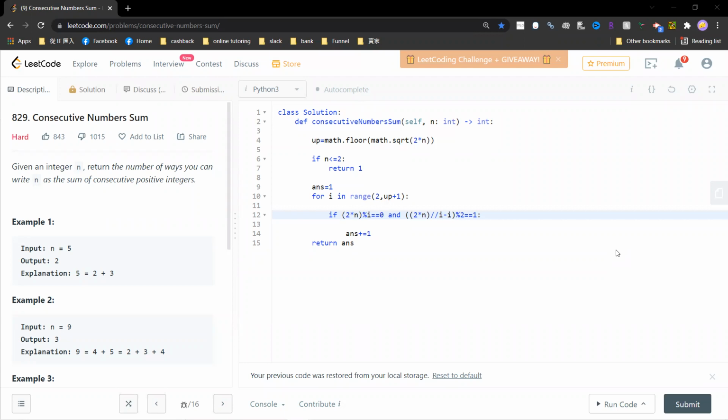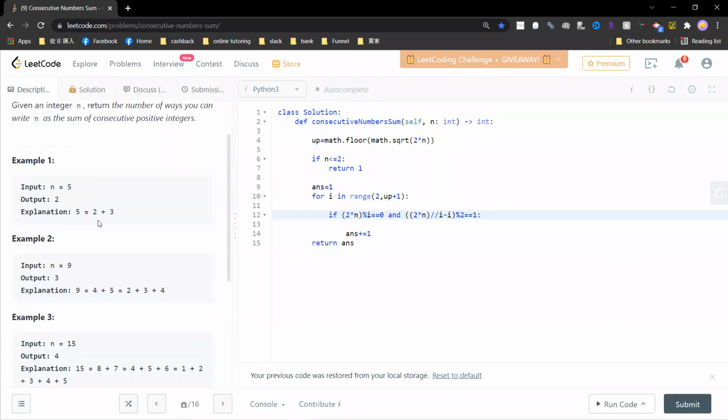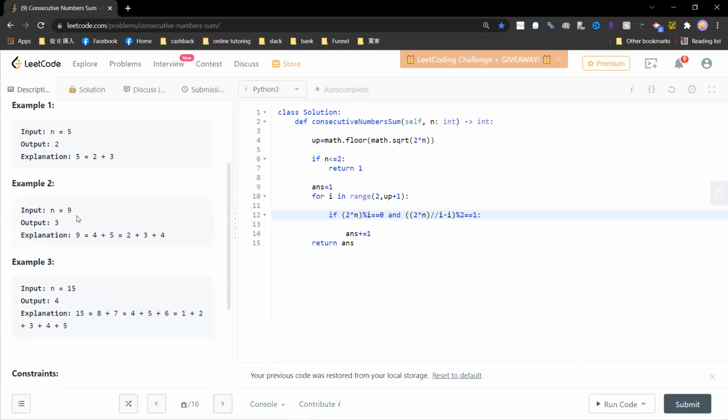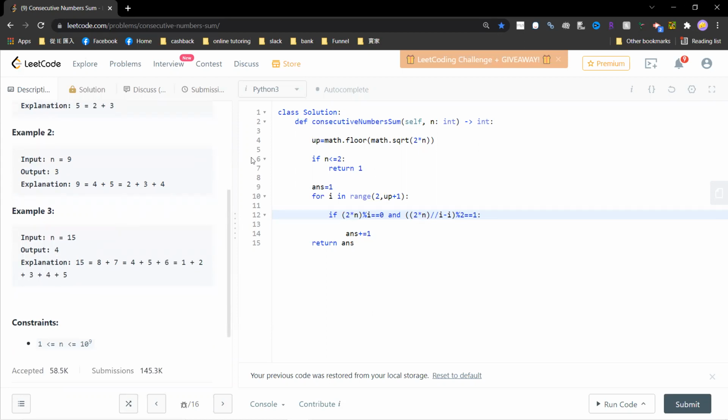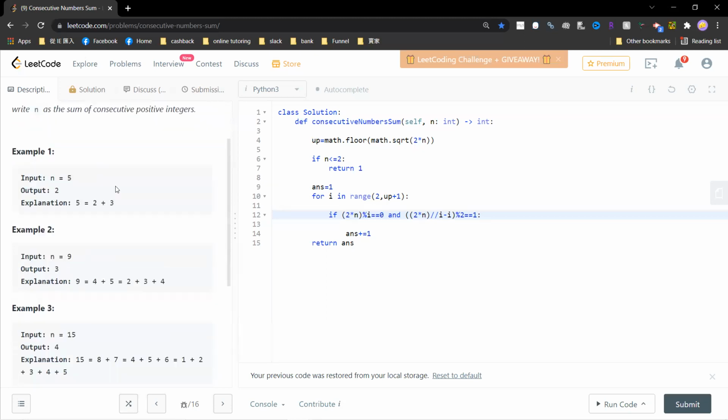So return the number of ways you can write n as a sum of positive consecutive numbers. So for 5 there are two, because you can write it as 5 itself, or 2 plus 3. For 9, you can write 4 plus 5, 2 plus 3 plus 4, and 9 itself. So for 15, the answer is 4. So you know the answer must be at least 1, right?